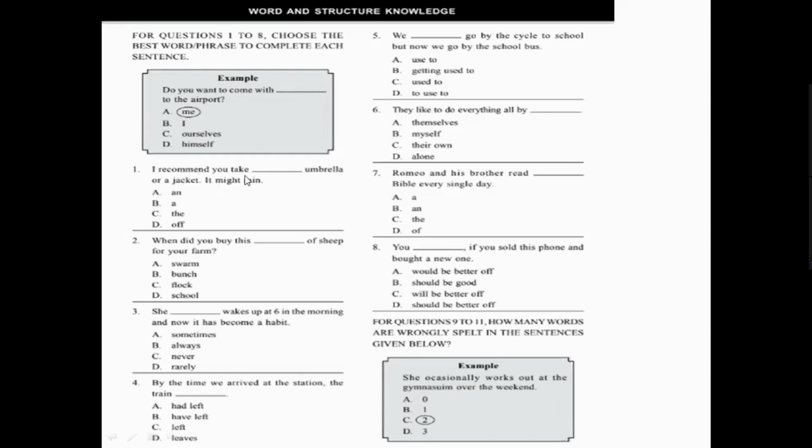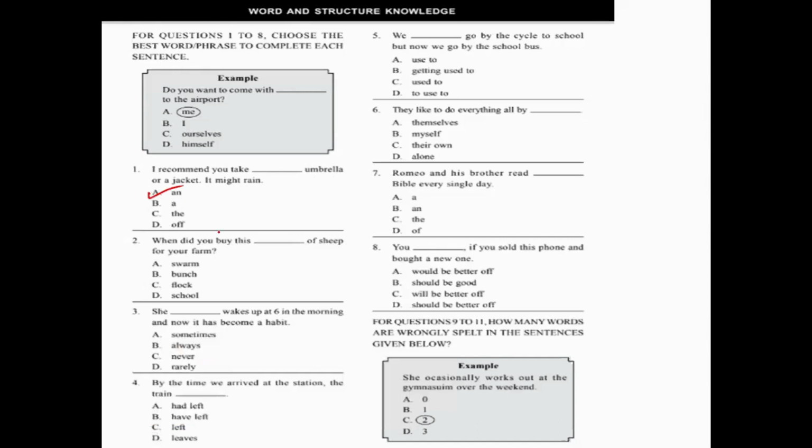I recommend you take dash umbrella or a jacket, it might rain. Here you are suggesting somebody to take an umbrella, not specifying a particular umbrella, but referring to an umbrella in general. So you have to use the indefinite article a or an, depending on the vowel or consonant sound. Umbrella begins with a vowel sound, so we use an. I recommend you take an umbrella or a jacket, it might rain. The correct answer is option A, an umbrella.